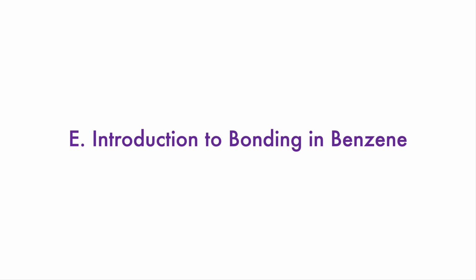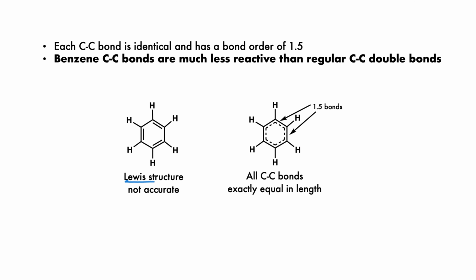We need to briefly look at the bonding in benzene to understand what its true structure is and why it is so much less reactive than other molecules with carbon-carbon double bonds. We'll look at benzene's bonding in much more detail in second semester. The Lewis structure of benzene suggests that it has discrete single and double bonds. This is absolutely not true. In reality, all 6 carbon-carbon bonds in benzene are exactly equal and are 1.5 bonds in length. That is, they are all midway between a single and double bond.